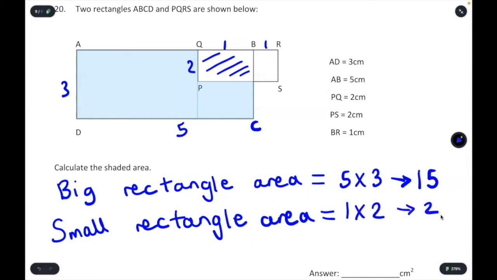which is 2. So I said at the very beginning that to find this shaded area, we need to do the big rectangle area, take away the little rectangle area. In other words, we need to do 15, take away 2, which equals 13. Therefore, the answer is 13.